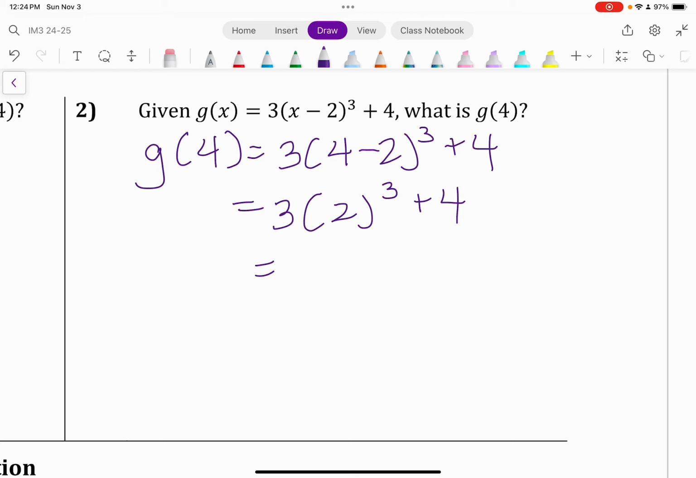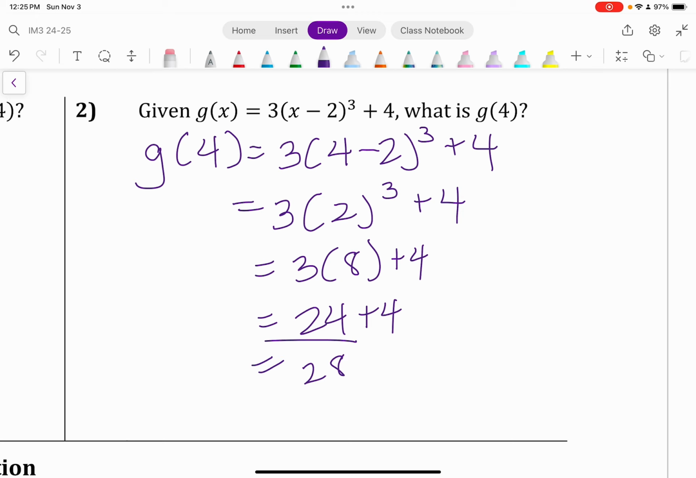Now, remember, 2 to the third power does not mean 2 times 3. An exponent is telling you that you're going to multiply your base by itself that number of times. So if we have 2 to the third power, that means we have 2 times 2 times 2, which in this case is 8. 3 times 8 is 24. 24 plus 4 is 28.